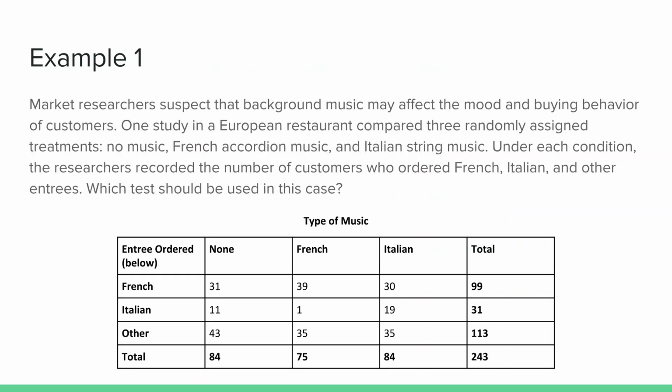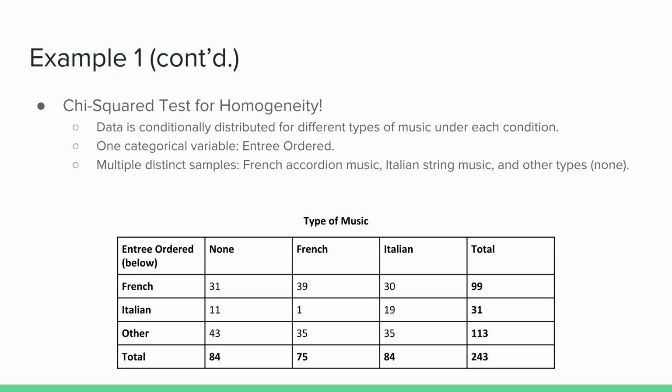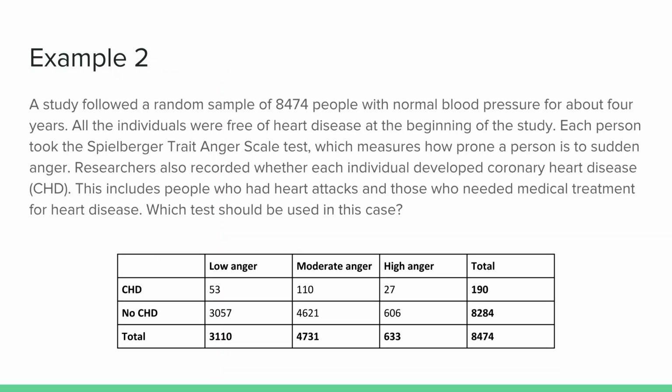So for examples, Example 1. Market researchers suspect that background music may affect mood and buying behavior of customers. One study in a European restaurant compared 3 randomly assigned treatments: no music, French recording music, and Italian string music. Under each condition, the researchers recorded the number of customers who ordered French, Italian, and other entrees. So, in this case, which test should be used? This would require a chi-square test for homogeneity, and we can tell since in this case data is sampled multiple times, once when playing French recording music, once when playing Italian string music, and also when playing other types of music.